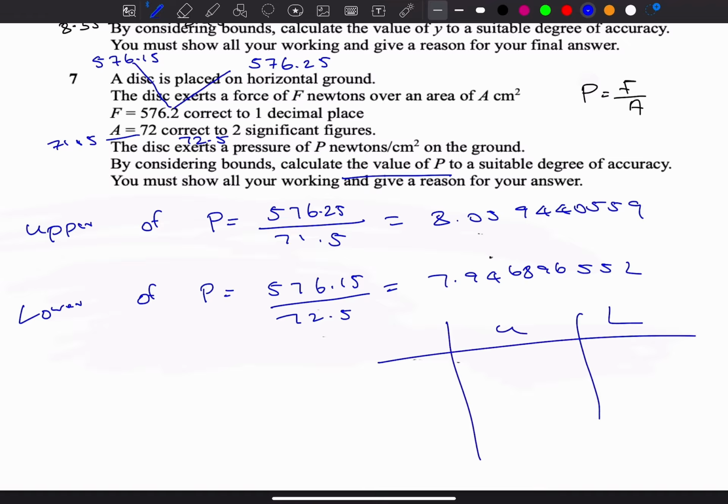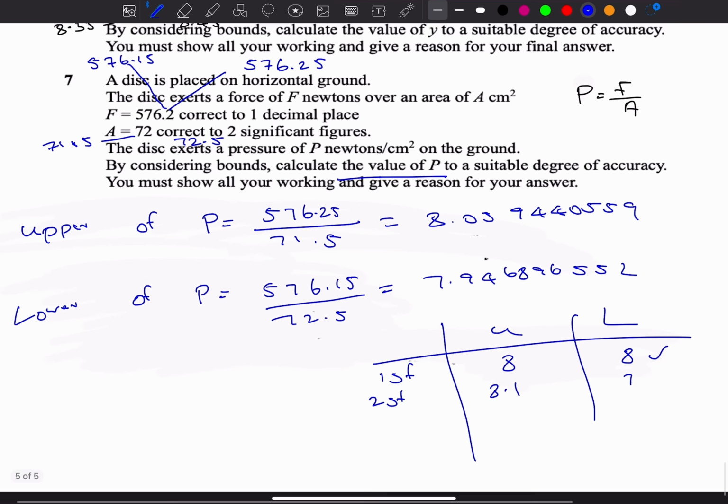Upper bound, lower bound. We will do it to one significant figure, two significant figure. Let's just start with 1SF. 8 seems right. Two significant figure. Shall we say 8.1 and 7.9? That looks rubbish. So 8 is correct to one significant figure. Okay, that will be the suitable degree of accuracy. This is very common. These questions will come. Sometimes they might not ask you for the suitable degree of accuracy. They might ask you for the upper and lower bound. Just do the upper and lower bound, to be honest.